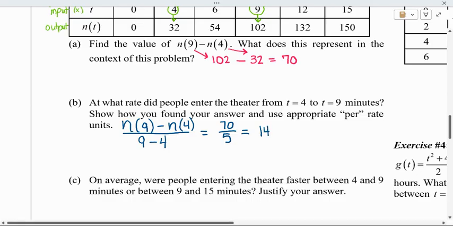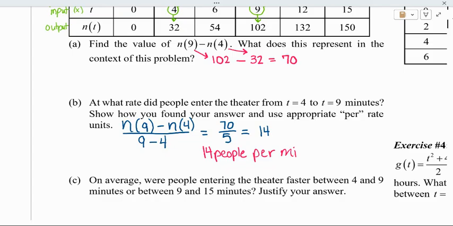So we did that, and use the appropriate per rate units. So what are we talking about? How many people entered the theater? So 14 people entered the theater per, what is our time representing? What's the lapse in time per what? Time represents what unit? Alessandro, time represents what unit? Read it up at the very top. What does it say at the beginning of the problem that time is?